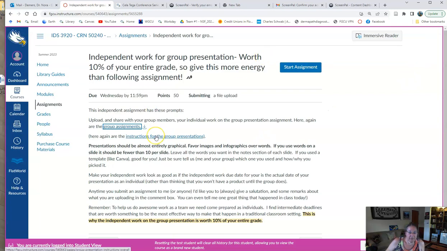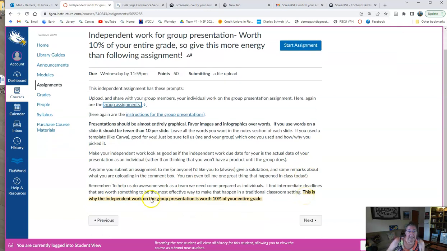And now if you go to these instructions, I'll click on that in a second, but if you scroll down, let me make these big points first. Entirely graphical presentation, images and infographics. If there's any words, it should be less than 10. Put the words into the notes section. I want you to do this as if this independent work is important for your group, and it is for you as well, because it's worth 10% of your total grade.